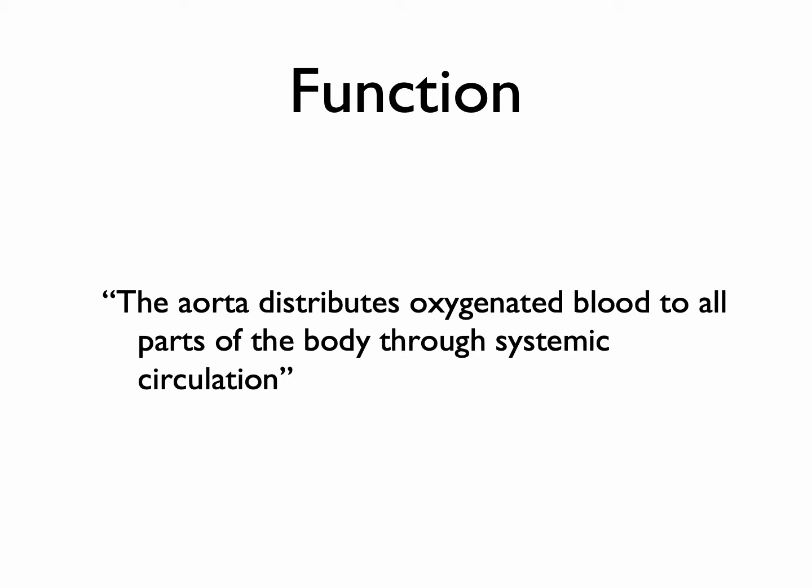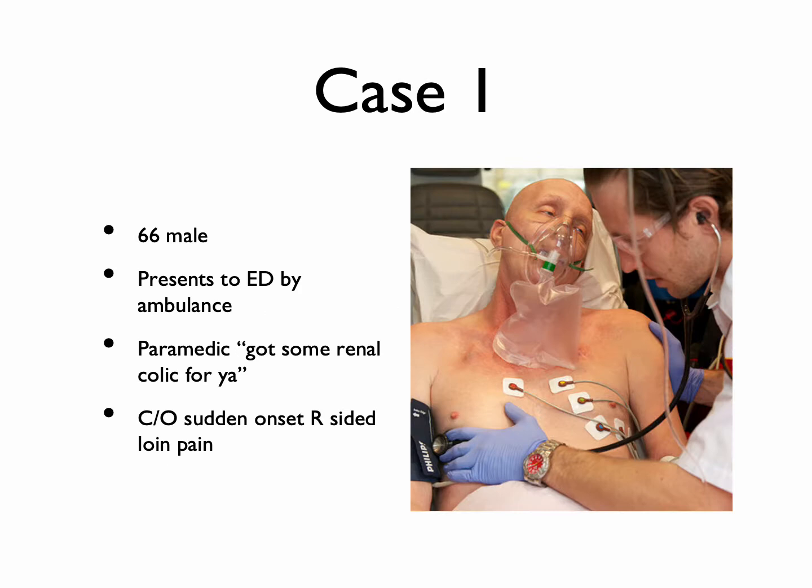So the main function of the aorta is to distribute oxygenated blood to all parts of the body through systemic circulation. So it's vital for life, okay? So that's why when we're dealing with someone that's critically unwell, that's got signs of vascular compromise, we need to think, could this be aortic pathology, and address it and rectify it quickly, because this is a time-sensitive emergency, regardless of what's going on with the aorta.